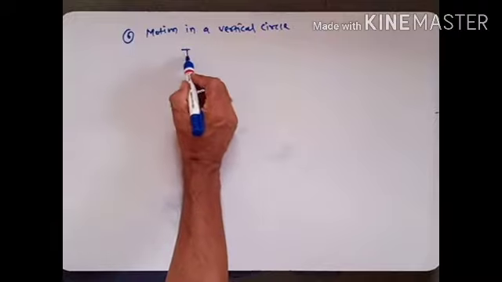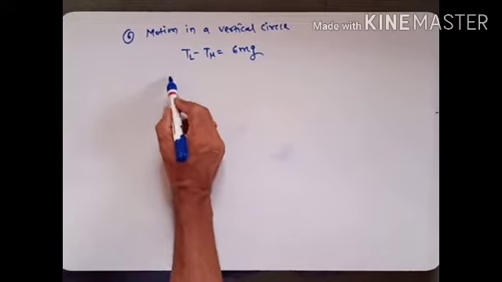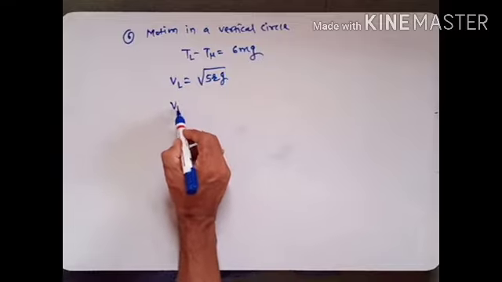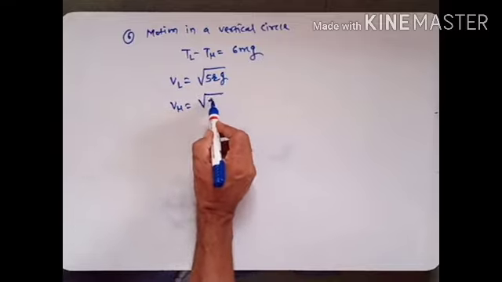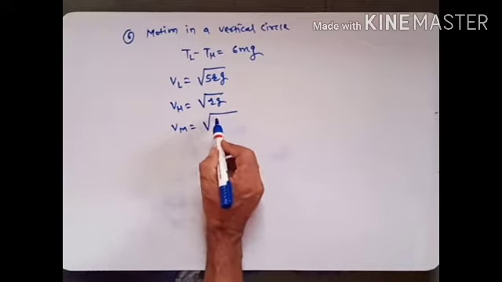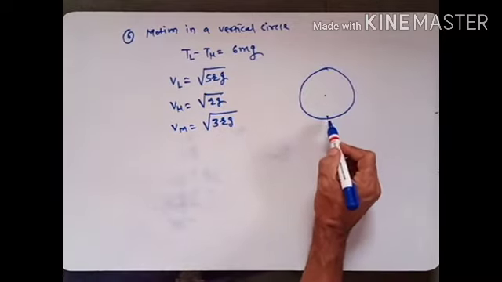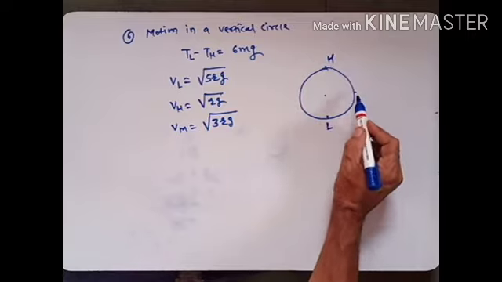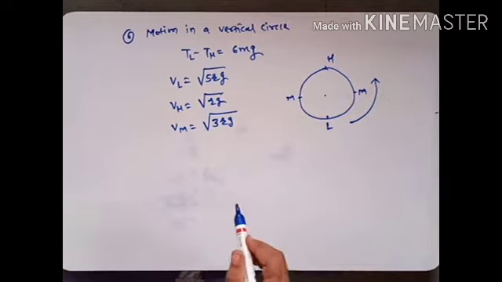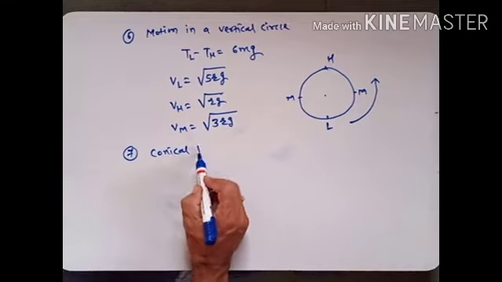In that, TL minus TH equal to 6 mg. Also VL equal to root 5 rg. Then VH is equal to root rg, and Vm is equal to root 3 rg. That means suppose you consider this is the circle, this is the lowest point, this is the highest point, and this is the middle point, and the particle moves in an anti-clockwise sense like that. These are the formulas.